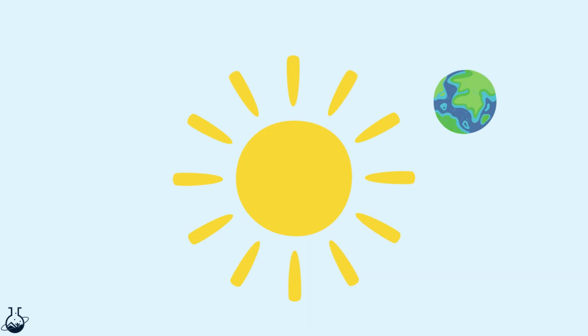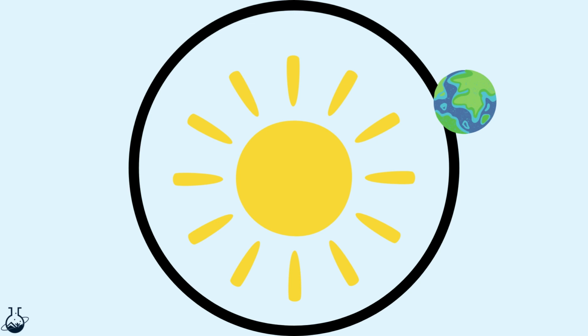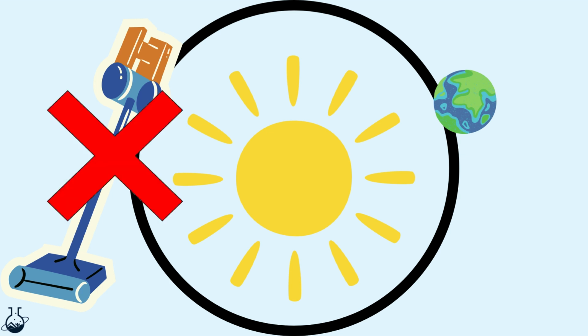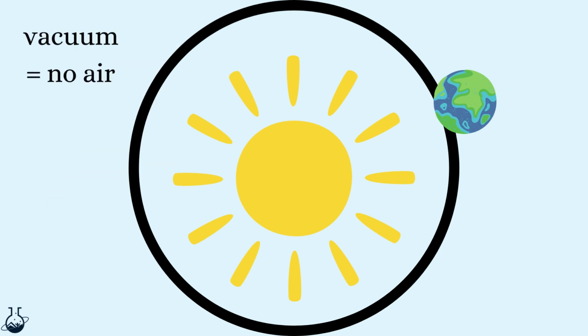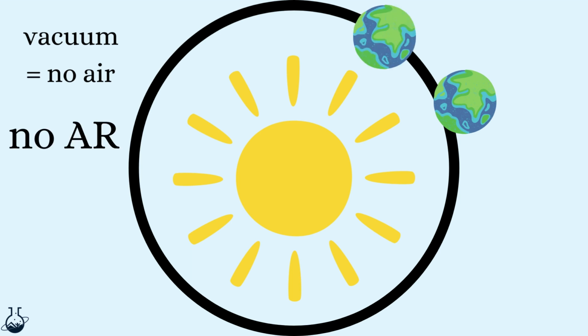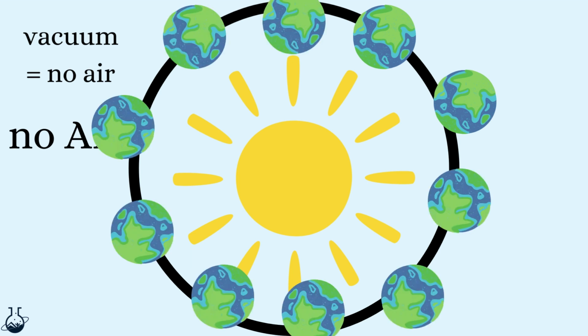The Earth then. It orbits the Sun, but why doesn't it slow down? Well, it's all to do with space being a vacuum. No, not that kind of vacuum. The vacuum of space means there is no air. No air means no air resistance. So the Earth can just keep orbiting the Sun every day, every month, every year, for billions of years.